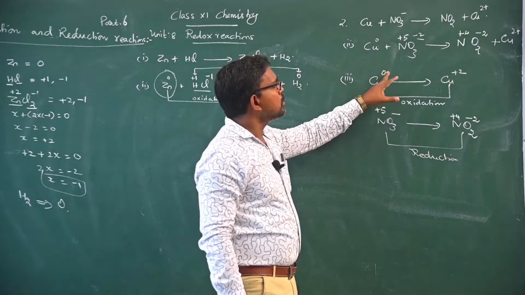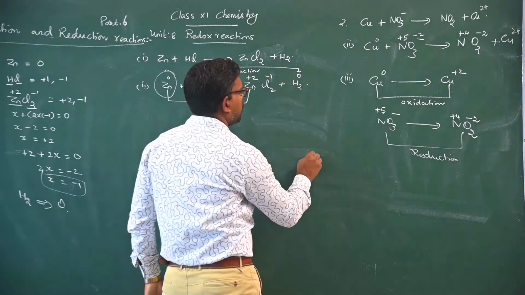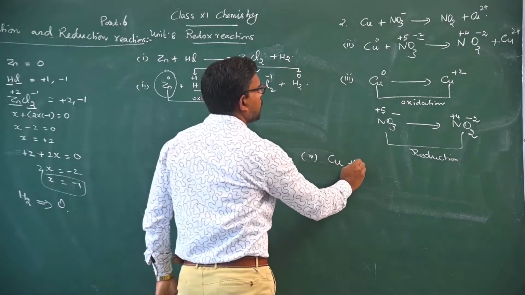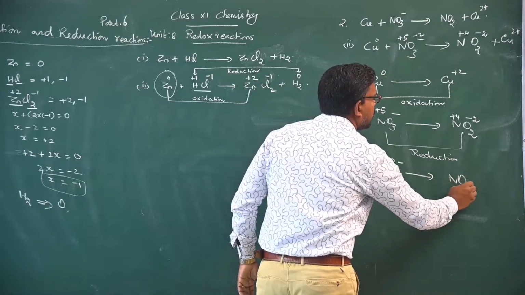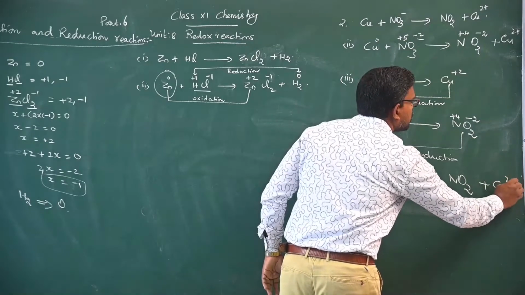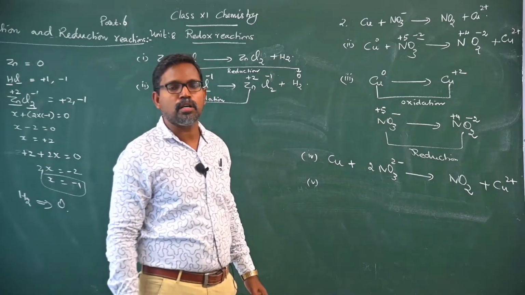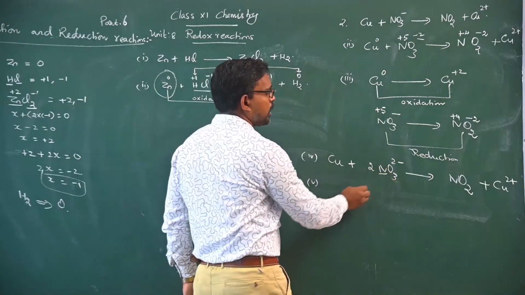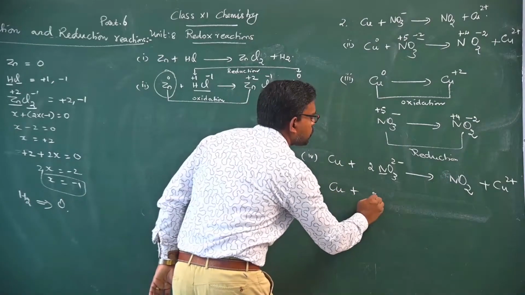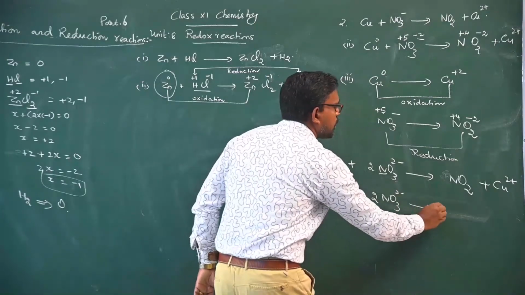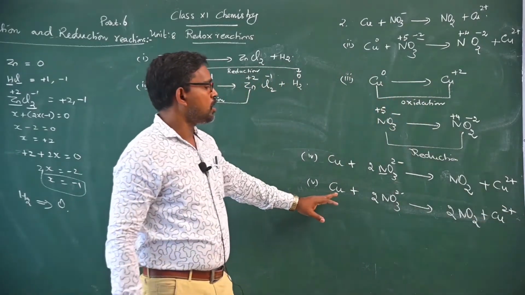Equate the reactants and products by changing the nature of the process. Copper goes from the 0 state to the plus 2 state, so there is an increase by 2. Therefore, in the 4th stage: Cu plus 2NO3 minus gives NO2 plus Cu2 plus. In the 5th stage, balance the other elements except oxygen and hydrogen. Here there are 2 nitrogen atoms and here only 1, therefore you add 2: Cu plus 2NO3 minus gives 2NO2 plus Cu2 plus. So now the other elements are balanced.